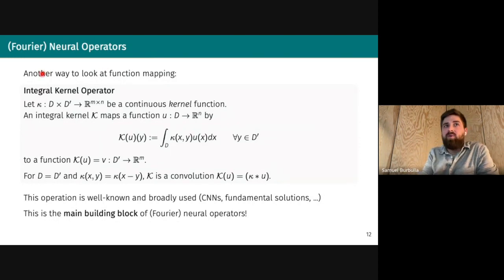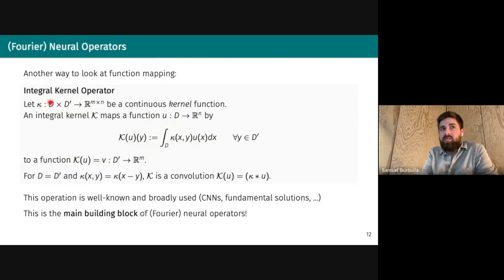Let's have another way to look at function mapping. Let's consider the integral kernel operator. So assume we have some kappa, which is a continuous kernel function. That means it maps the product space of 2 domains to a matrix. And then an integral kernel, K, which is defined like this here, maps an input function u in this way to another function v. So K of u is just the integral of this kernel times this u. And as this is still dependent on y, the right-hand side is a function in y. So essentially, this kernel maps a u to a v.